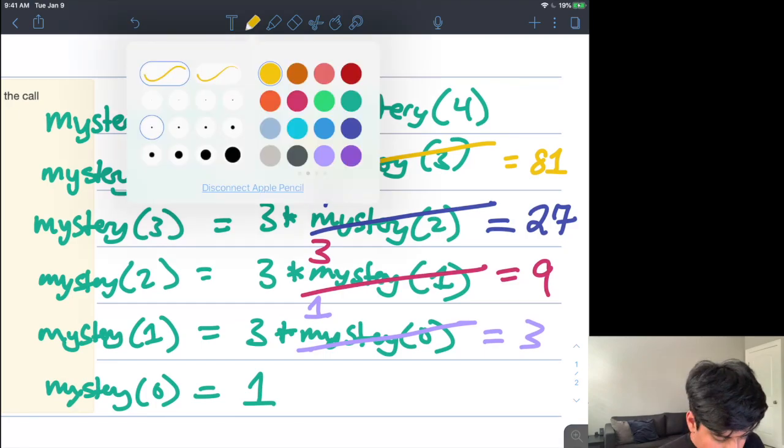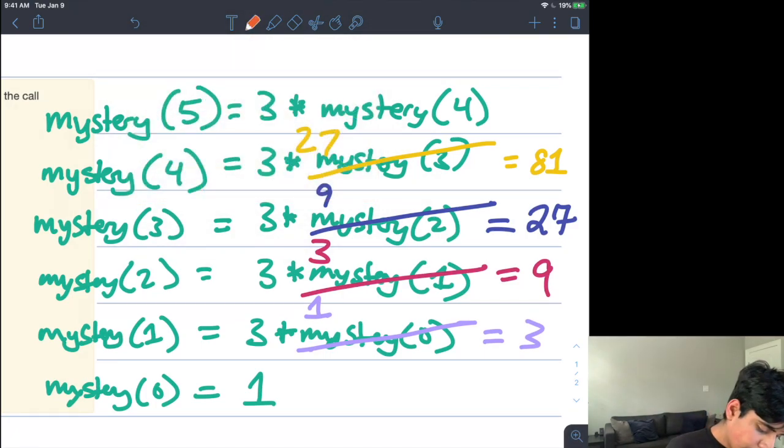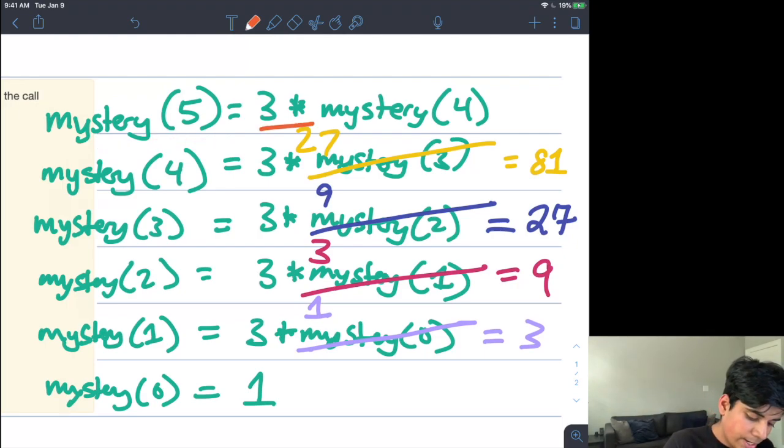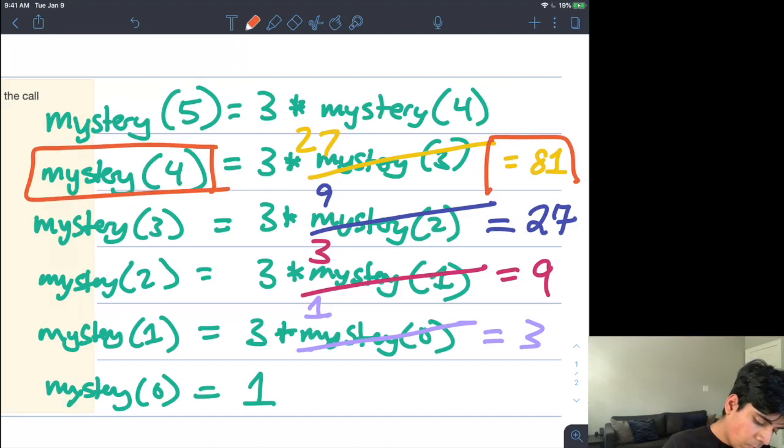And now the last one that we are going to be doing right over here is mystery 5. And it says that mystery 5 is equal to 3 times mystery 4. Well, we again solved down here that mystery 4 is equal to 81.